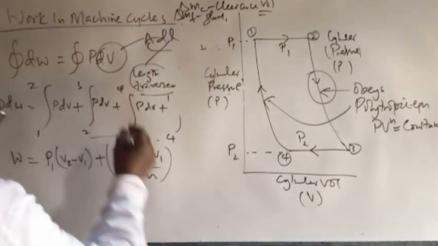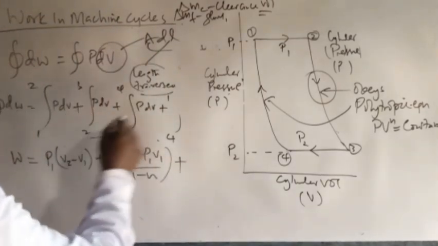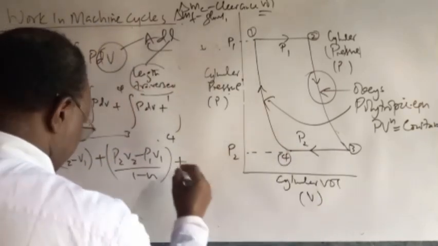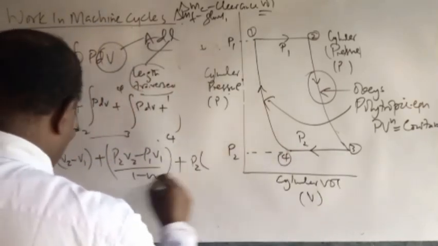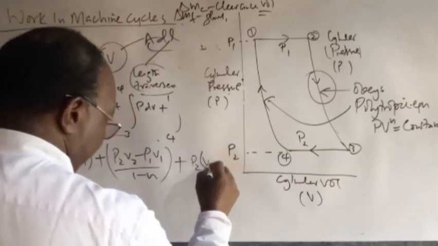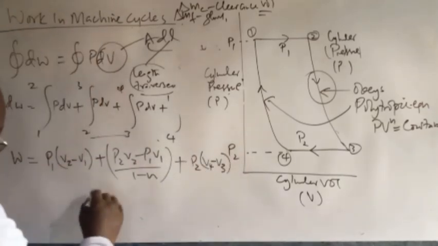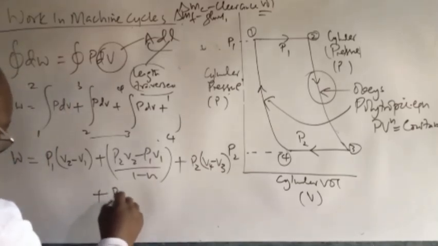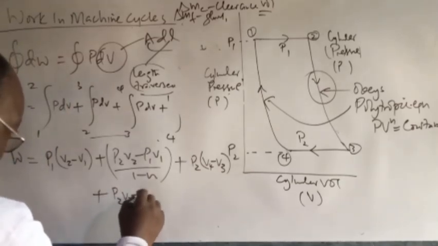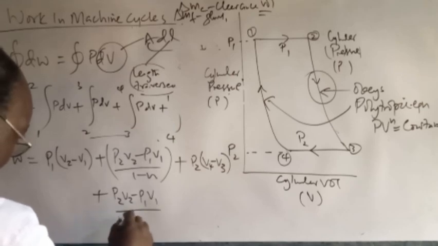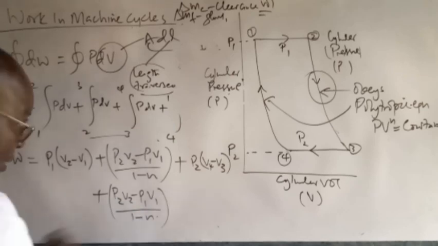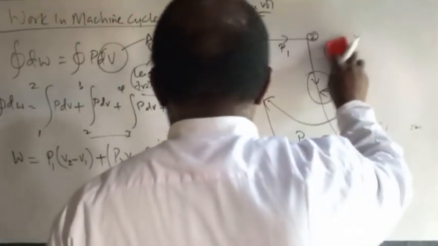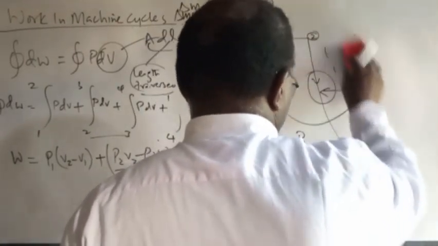Now, in the next step, we have 3 to 4. Again, that is P2 into V4 minus V3. And the final one, the polytropic process associated with that, will again be (P2V2 minus P1V1) over (1 minus n). Now, let us solve these particular expressions.